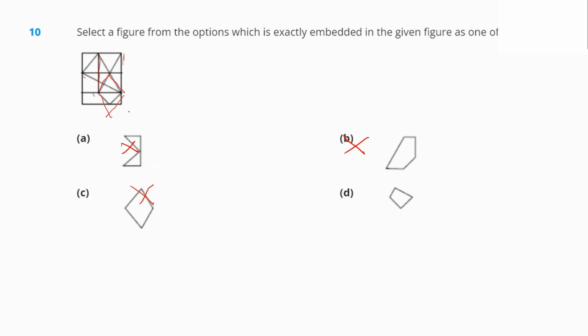Taking the last figure, so if we assume this to be one line, this to be the other line, this to be the third line, and this to be the fourth line. So our answer is D.